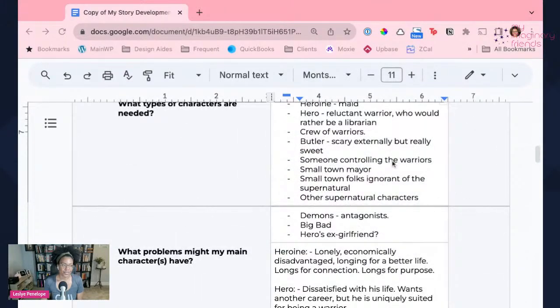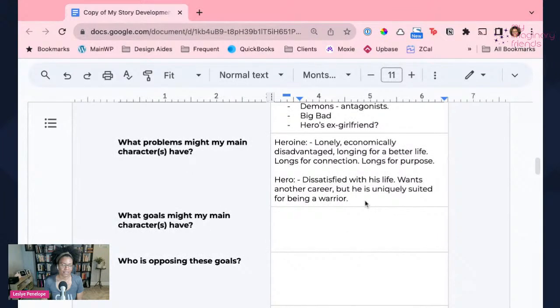Yeah, so I need someone controlling the warriors. My hero, I haven't figured out. He wants something different for his life. That's his internal character, his internal problem. And Dragon Maiden asks about, does every character have to have problems? I always do an internal problem and an external problem. And for me, that's really vital.